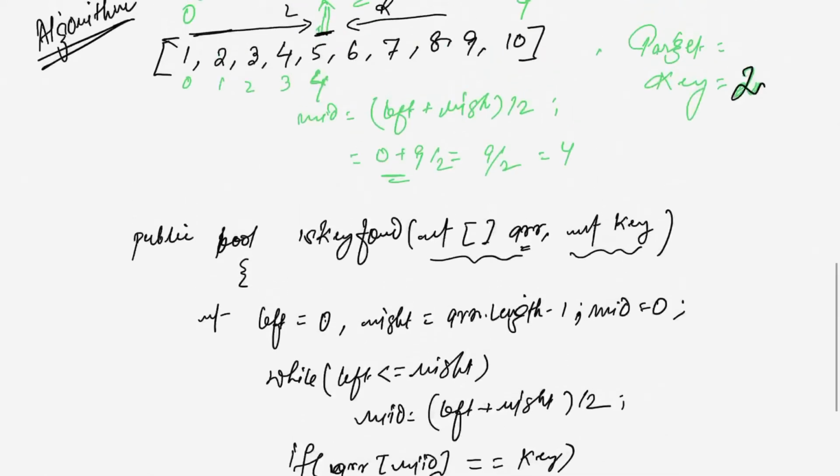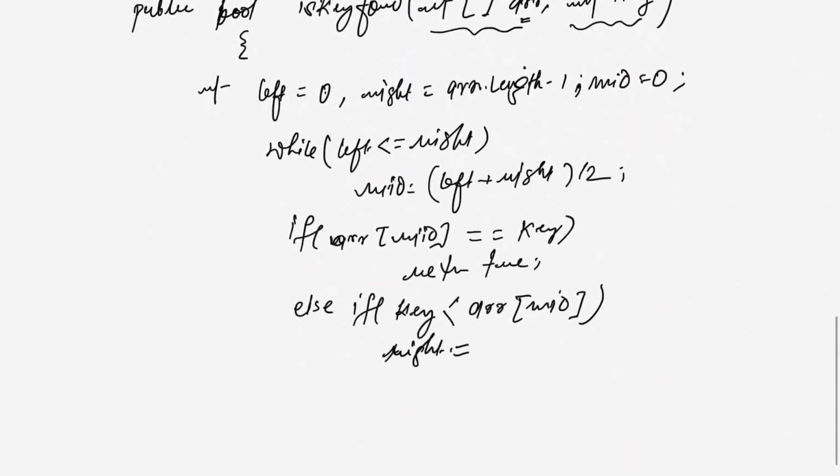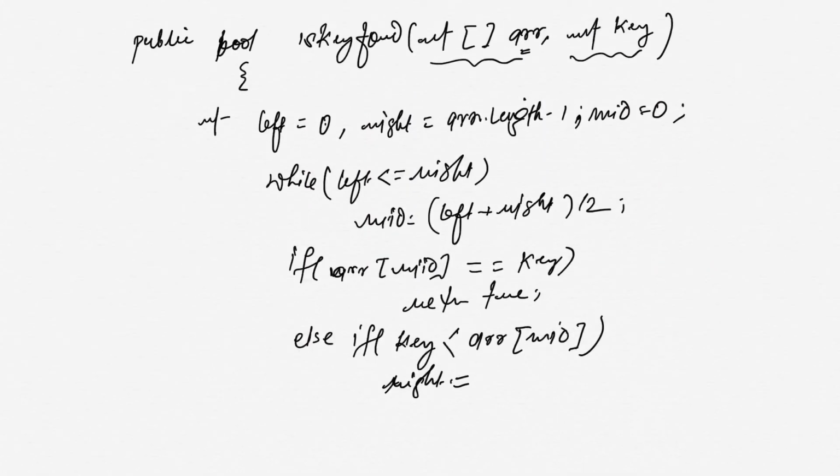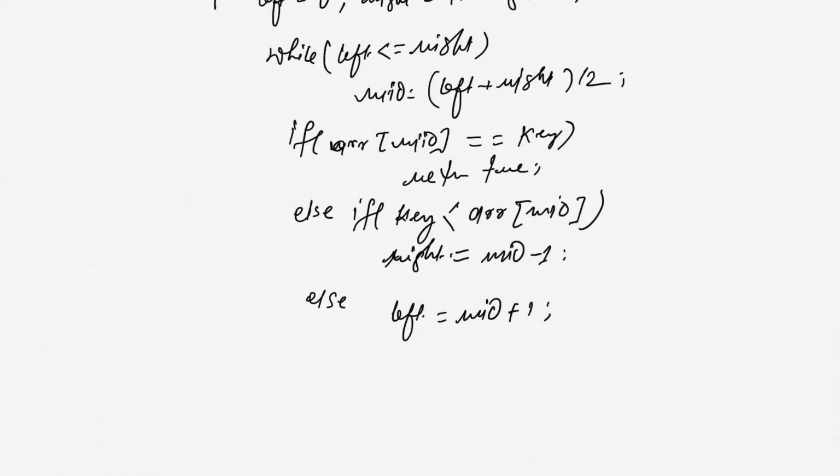That time right will change. As we are changing the search space, left will be 0 but right is going to be mid minus 1, and else left is going to be mid plus 1. And if you did not find the key anywhere, then we will return false.